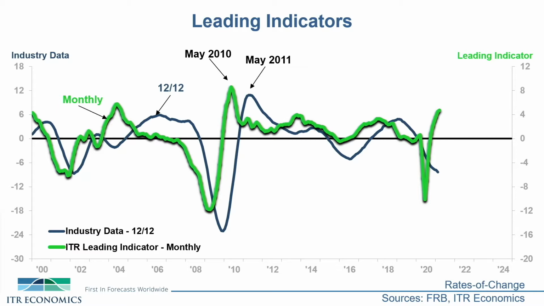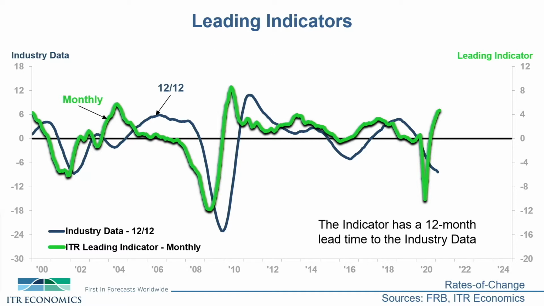Now, before I do anything else, I want you to observe that the peak in the green line, the leading indicator, occurred in May of 2010, and the peak in the blue line, in the actual set of industry data that we're trying to predict, didn't happen until about a year later in May of 2011. And you can see that throughout the data history, the low points and the high points in the green line typically lead that of the blue line. And what that suggests to us is that there is a 12-month lead time between the indicator itself and the underlying set of industry data that we're trying to predict what is going to happen.